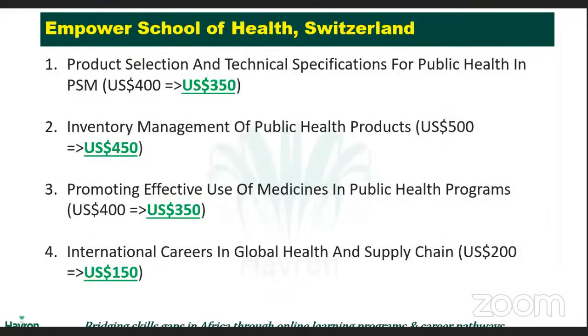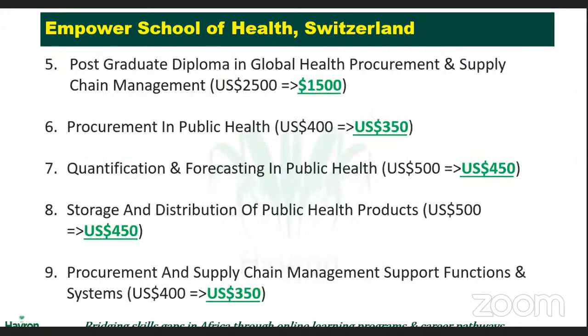Now, we also have courses from Empower School of Health, Switzerland. Now you see the different costs, the different fees. Those in green are the ones that you will pay if you are interested in any of them. So those are their discounts. Now the highest selling one is number 5 here, postgraduate diploma in global health procurement and supply chain management. Regular cost is $2,500, but through Havron, you get that at $1,500.